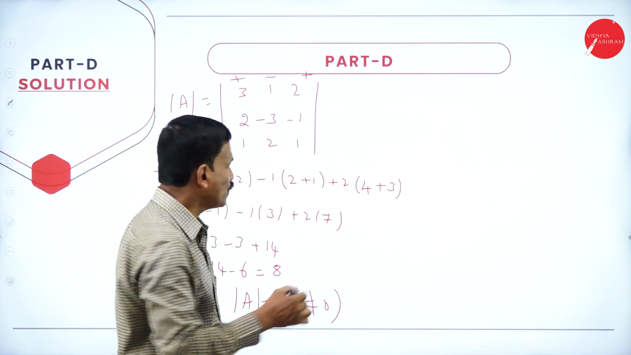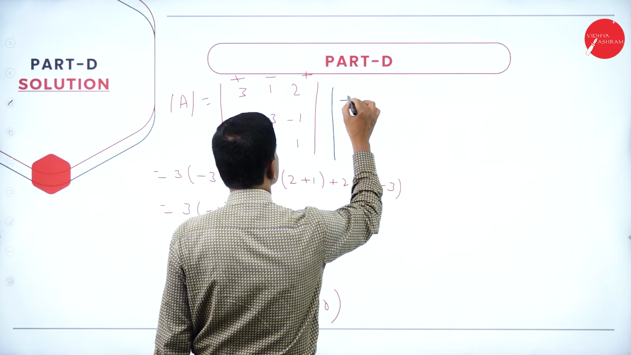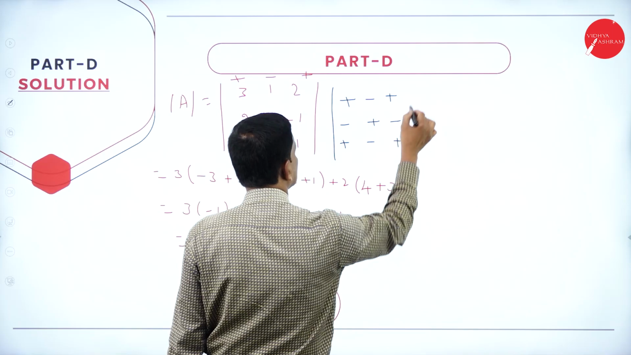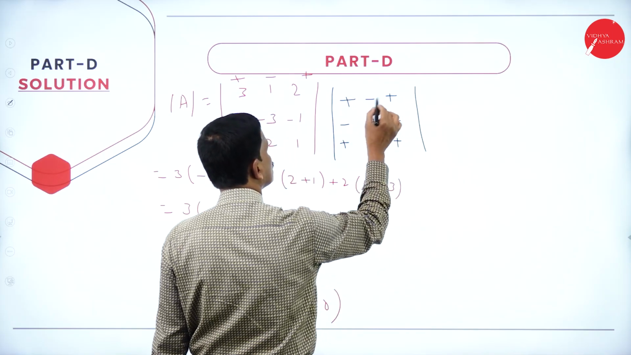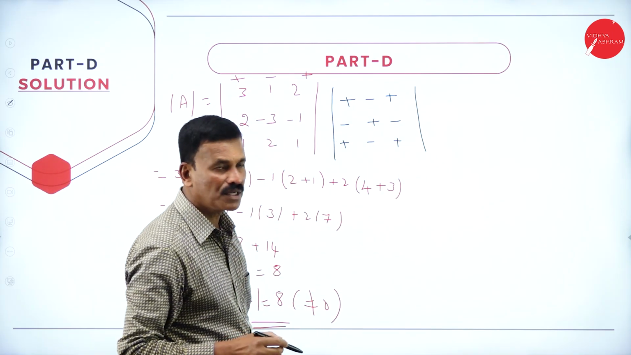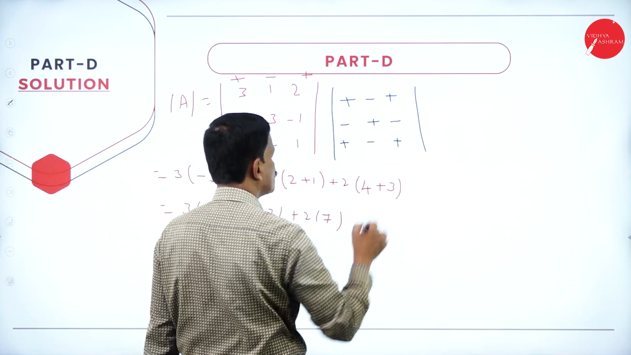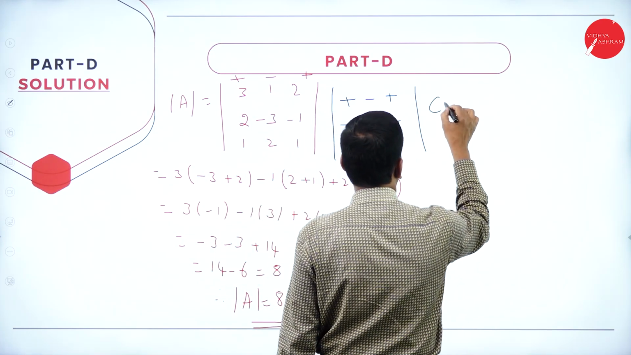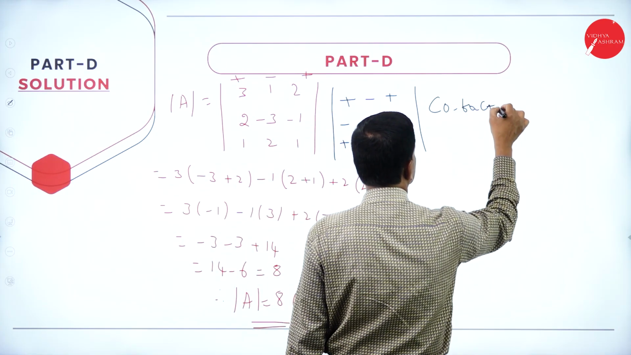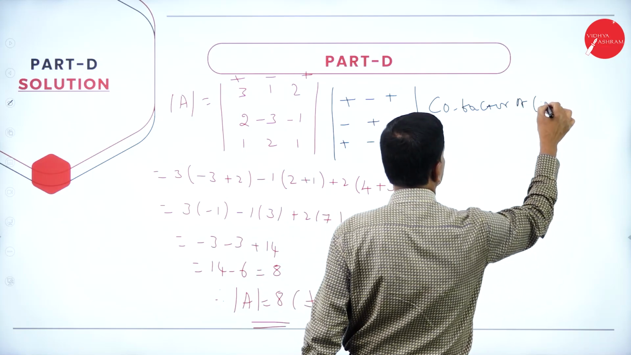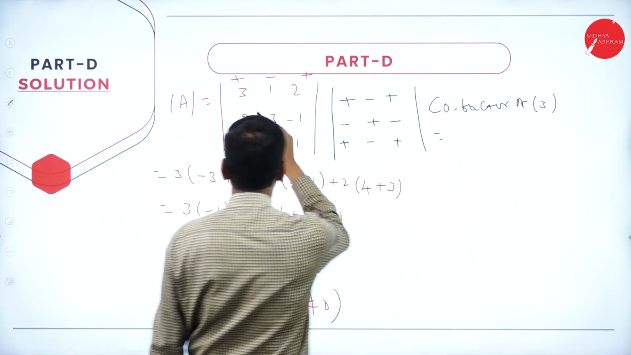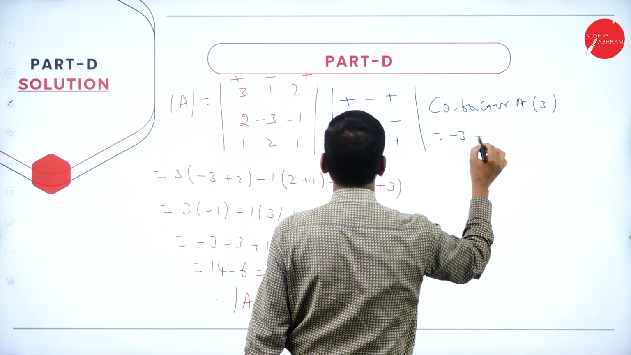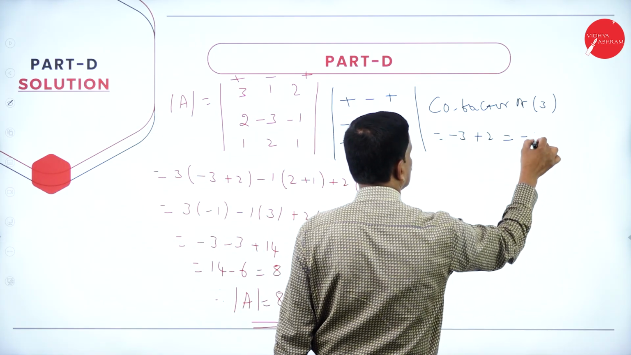To find the cofactors, write down the signs: plus, minus, plus, minus, plus, minus, plus, minus and plus. Diagonals are positive, with alternating positive and negative signs. Just go on finding the cofactors. Cofactor of the first element 3 is equal to, as usual, delete the row and column containing 3. 1 3s are 3, minus 3, minus into minus plus 2, that's equal to minus 1.